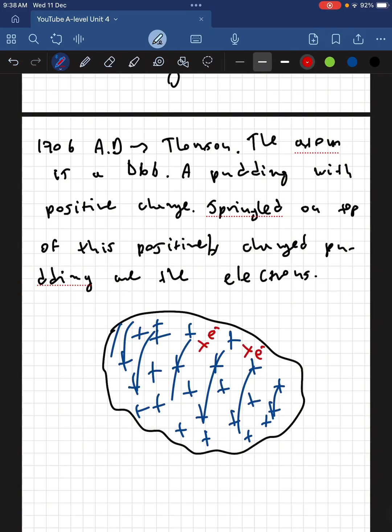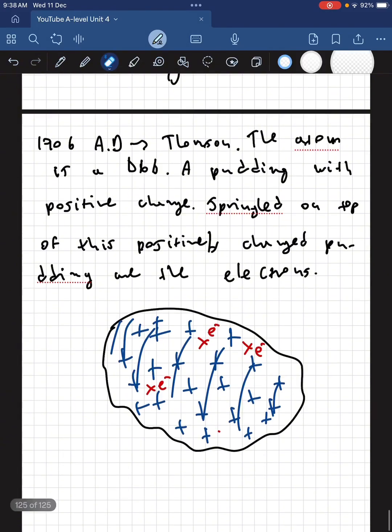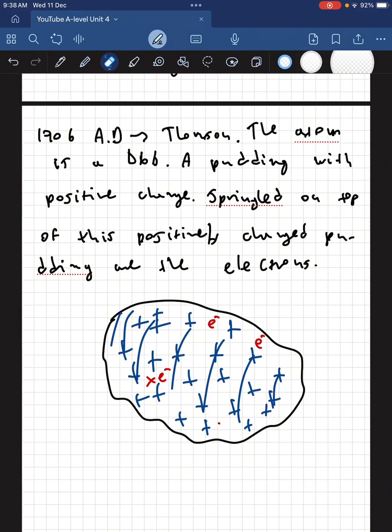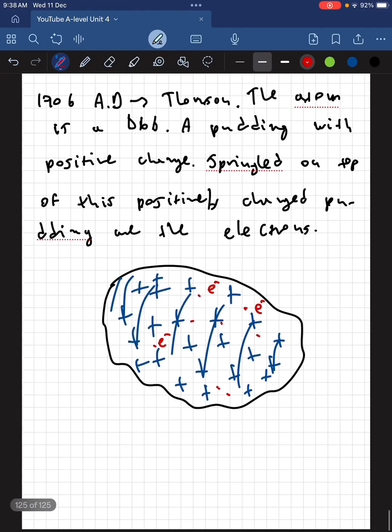So these are my electrons, and the electrons are points. Maybe I shouldn't put crosses, maybe I should put points. So these are the points, something like this. You have a pudding, and on top of that, like the plums on a pudding, the electrons look like plums on a pudding.